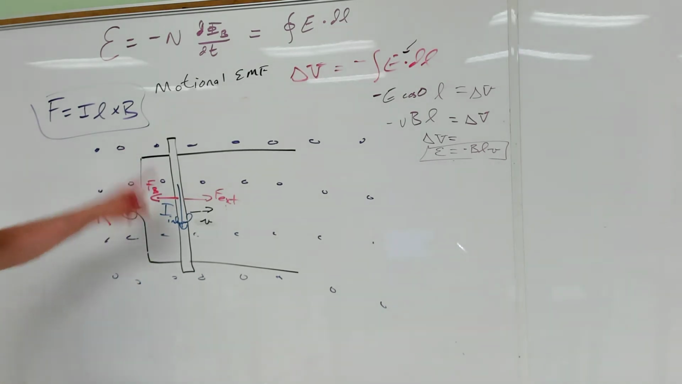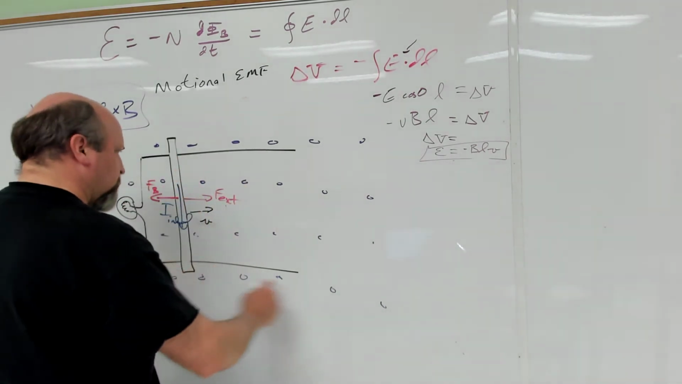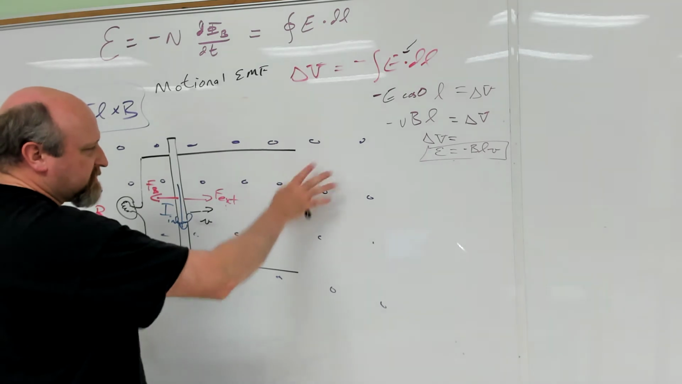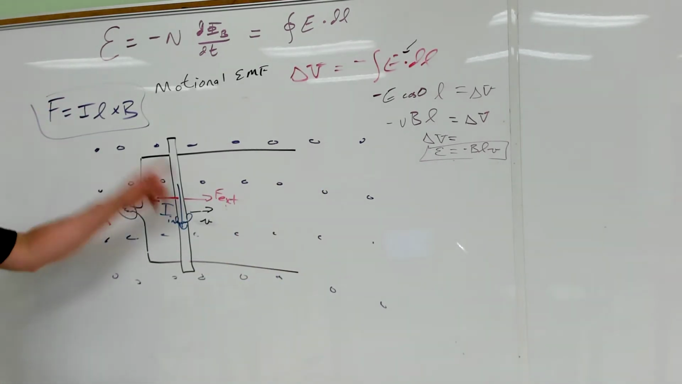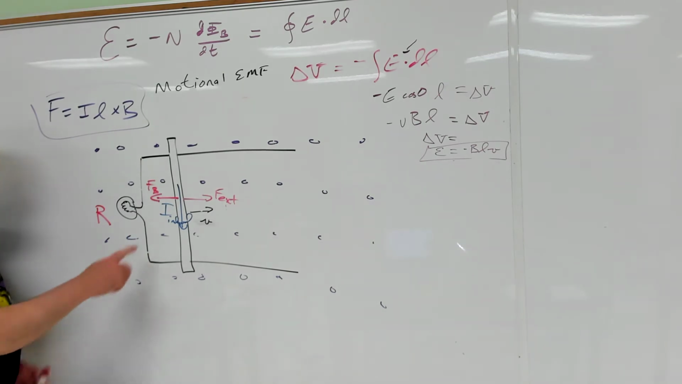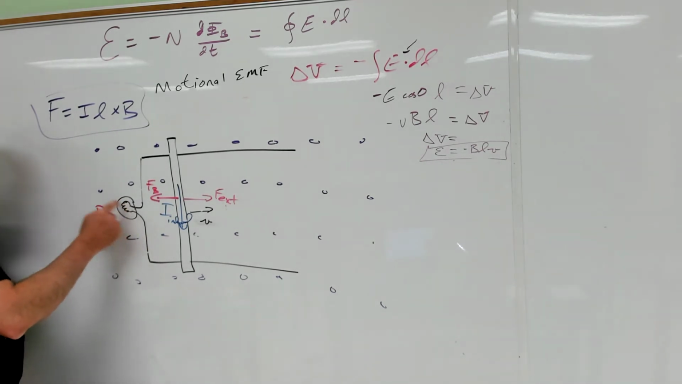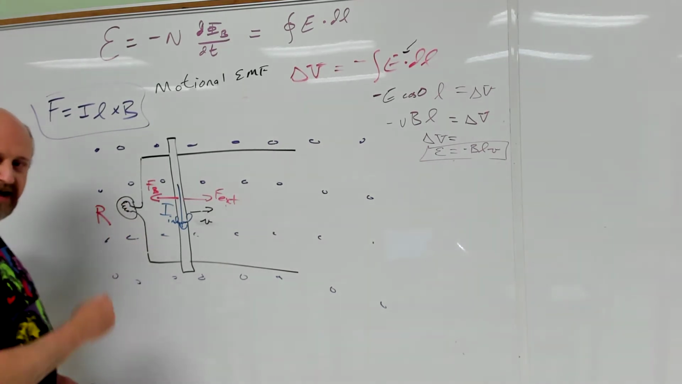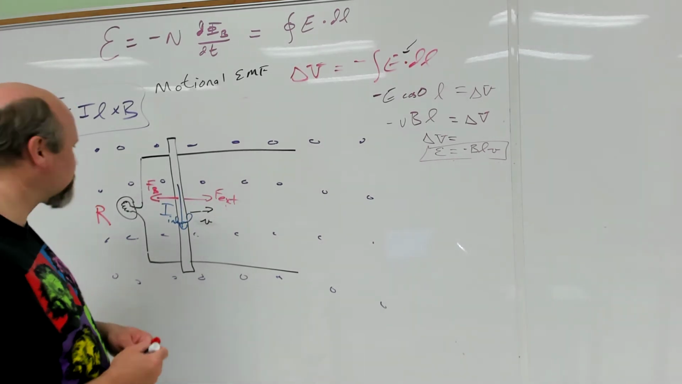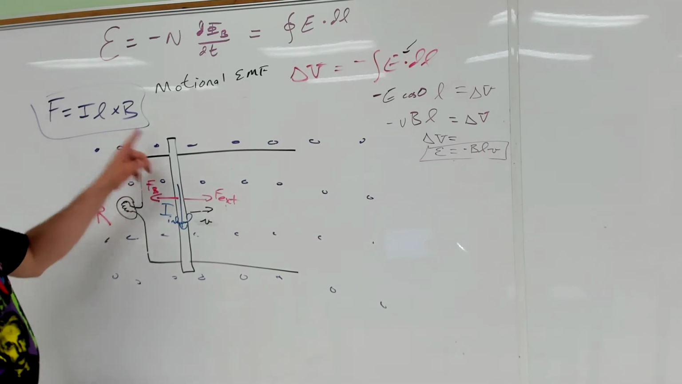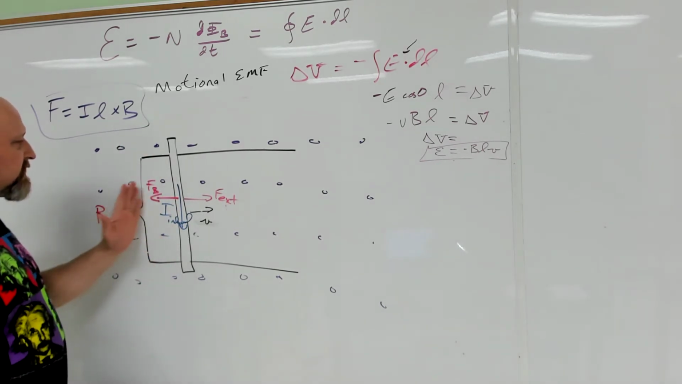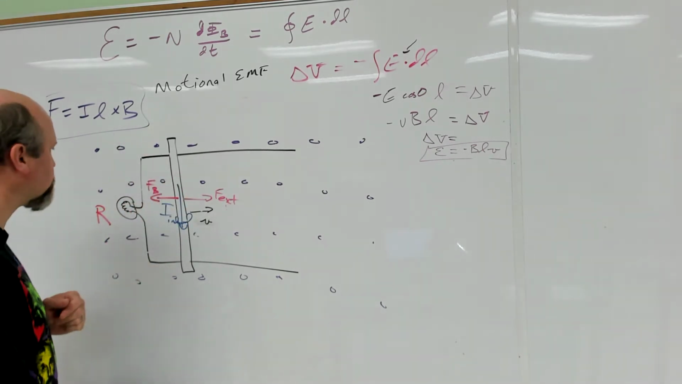I'll get current flowing around here. If that was connected, I'll get current flowing around both sides, and then I've got to worry about resistance on this side. So let me amend that diagram. I'm just going to get current flowing around here. As the current flows through this guy, we're going to dump off energy as heat here. It's going to make that light bulb glow and get hot, right? And that's where the energy is going as it slows down to a stop.